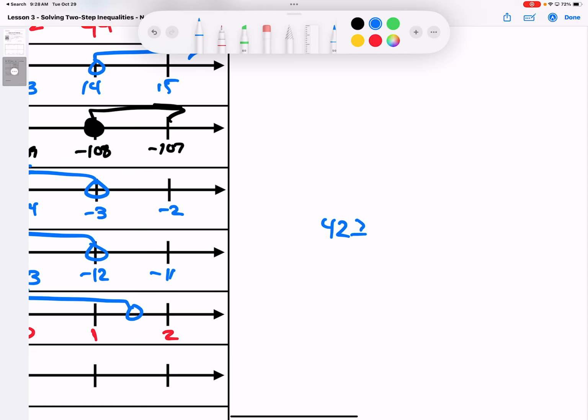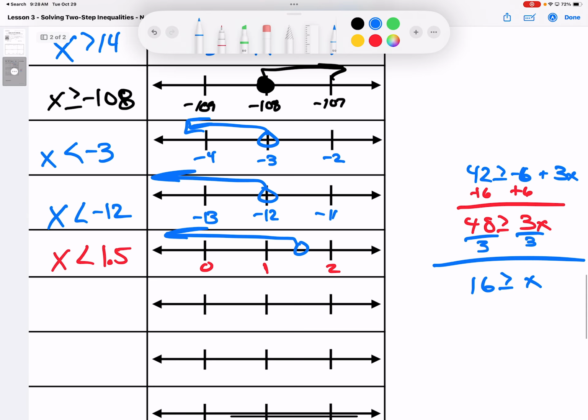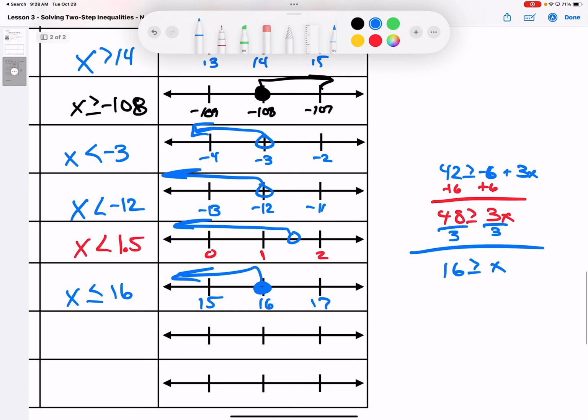42 greater than or equal to negative 6 plus 3x. Add 6. 48 greater than or equal to 3x. Divide by 3. 16 is greater than or equal to x. So x is less than or equal to 16. 16, 17, 15. Closed dot on 16, it is less than. 2 more, and we're done.